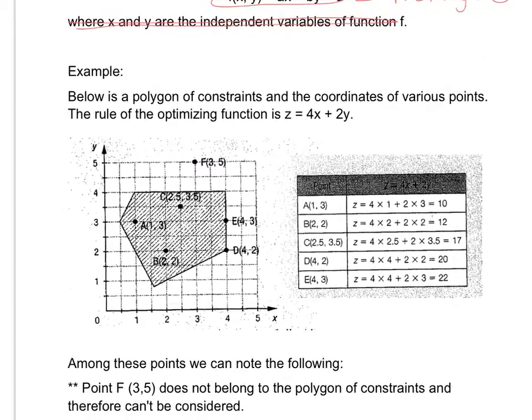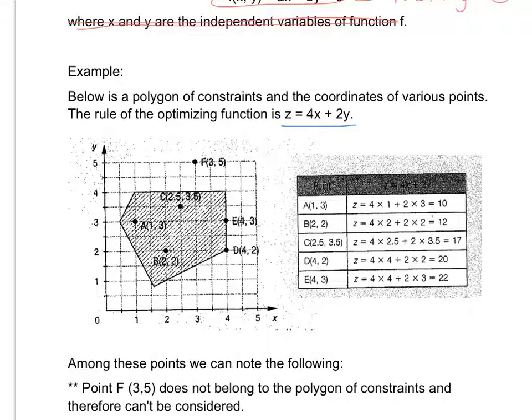So here's another example. Below is a polygon of constraints and the coordinates of various points. Okay, so as you can see, we have a polygon here that's bounded, and all of the points on the inside, and now you can see all the lines are included in my solution set. As you can also see, we have a couple of points located on the inside of the polygon of constraints as well as on the edge. And we also have the rule for the optimizing function: Z is equal to 4x plus 2y.